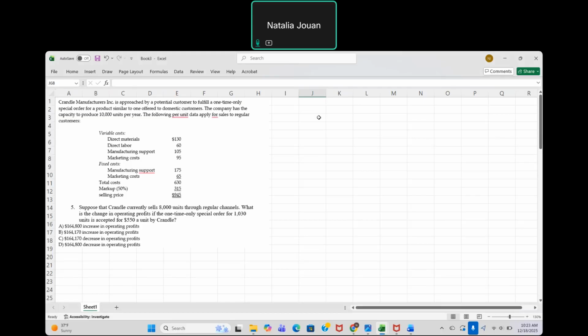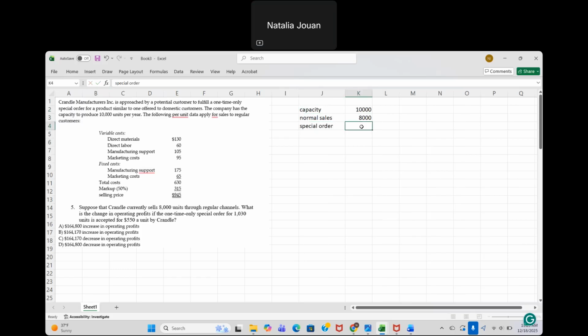It's fairly simple. It's within capacity. It's a special order. We have capacity to make 10,000 units, and we have normal sales of 8,000. So we have 2,000 units available to make, and we receive a special order for 1,030 units. So normal sales 8,000, the special order 1,030, total of 9,030, within capacity.